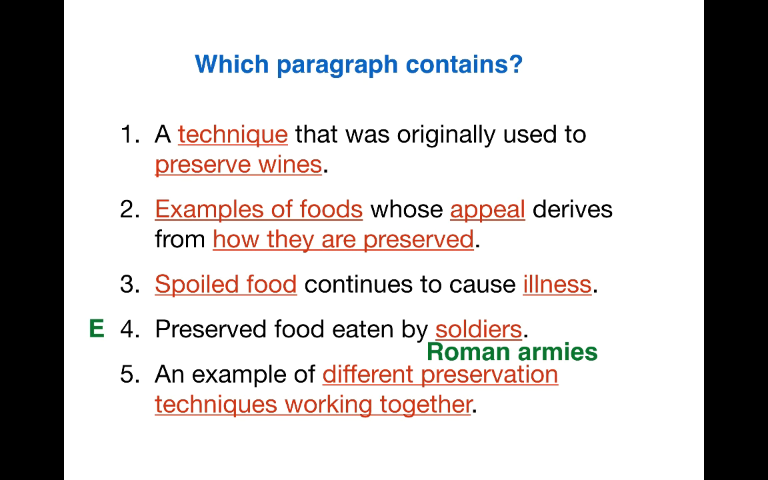The other one that I got from memory was number 5, an example of different preservation techniques working together. Hopefully that one was easy for you too, because we did that in paragraph B about the jam. The methods for jam preservation. Remember, the sugaring, the boiling, sealing in a jar were ways to stop bacterial contamination. So we should have remembered that one. If you did, well done. If you got those 2 answers from memory, that's a great start.